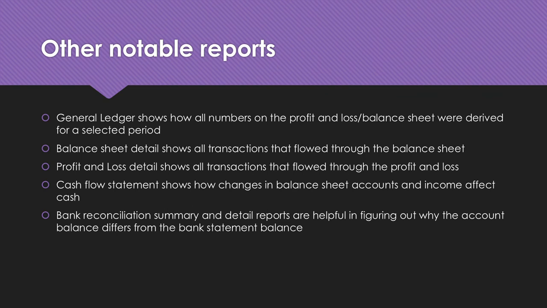Some other notable reports are the general ledger. It shows how all the numbers flowed through the financial statements, and it shows all debits and all credits to all accounts. The balance sheet detail shows all the transactions that flowed through the balance sheet and doesn't show any profit and loss transactions. The profit and loss detail shows all transactions that flowed through the profit and loss and not through the balance sheet. The cash flow statement shows how changes in balance sheet accounts and income affect cash. And then the bank reconciliation summary and detail reports that we talked about earlier are helpful in figuring out why account balances differ from the bank statement balance.